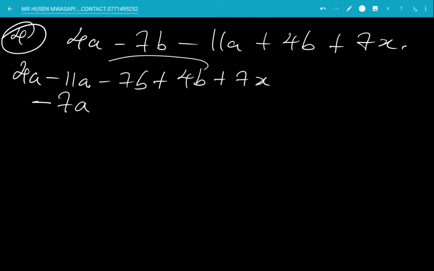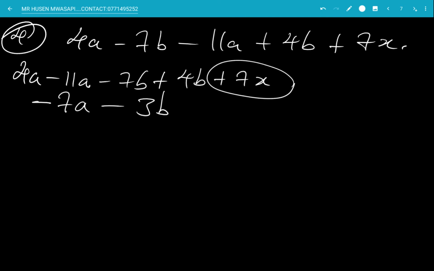So if you look at this portion, you're having minus 7b plus 4b. Different signs. You have to subtract. If you subtract 4 from 7, what do you get? You get a 3. But you need to get the sign from the bigger number. And the bigger number between 7 and 4 is actually 7, having a minus. So your answer will have a minus. So it's going to be minus 3b.